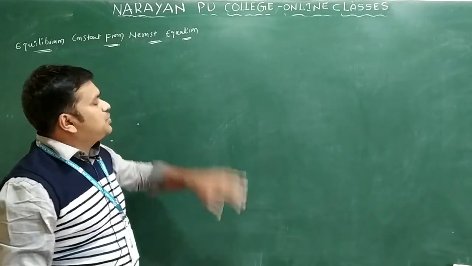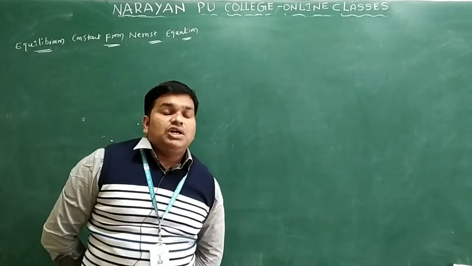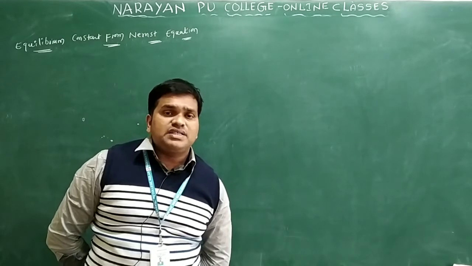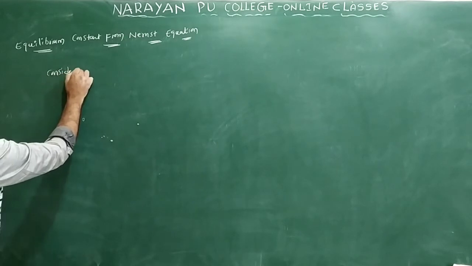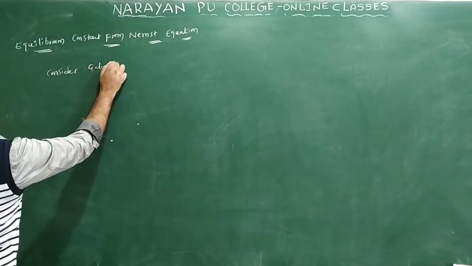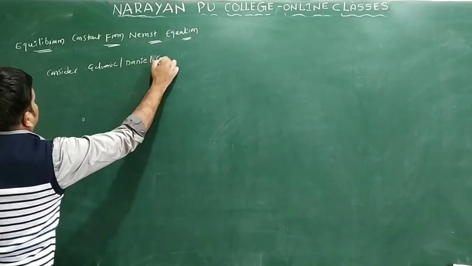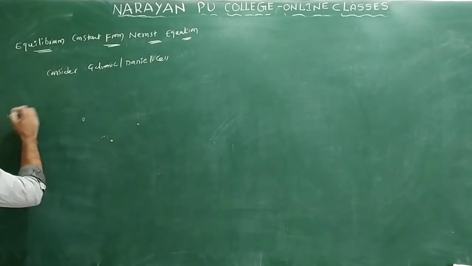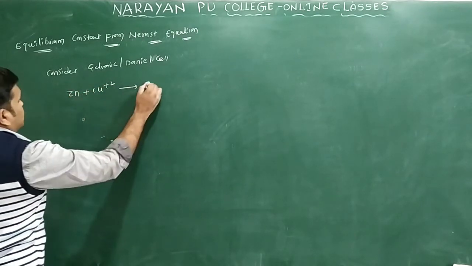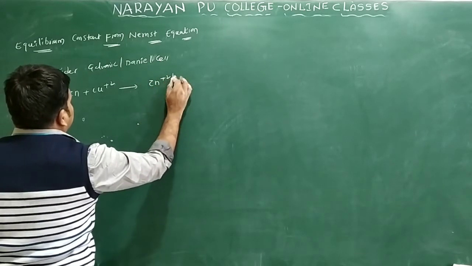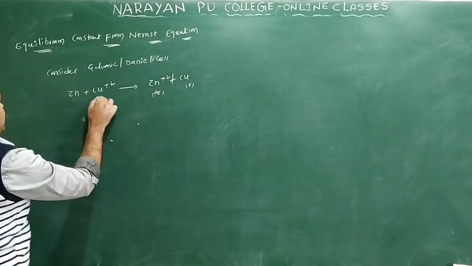To derive the equilibrium constant from the Nernst equation, I have to consider the Daniell cell, or you can say the galvanic cell only. Consider galvanic or Daniell cell. The Daniell cell equation we can write here: Zn plus Cu plus 2 gives rise to Zn plus 2 plus Cu, where Zn is solid, Cu plus 2 is aqueous, Zn plus 2 is aqueous, and Cu is solid.